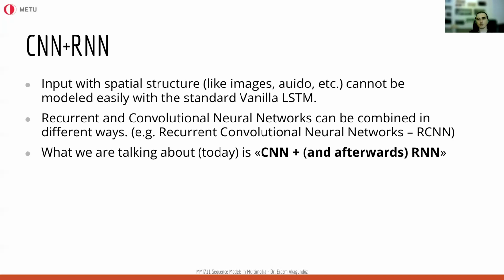Recurrent and convolutional networks can be combined in different ways. What we're talking about today is a CNN plus RNN architecture, serially connected, the simplest model that you can think of. There are other types of architectures that you may see in papers and different designs. Today, we are going to cover very simple CNN plus RNN architectures because it is the first model of a spatial encoder, temporal decoder model that we are going to cover. In the following weeks, we are going to cover encoder-decoder architectures, which are the fundamental architecture in machine translation and other sequence models.